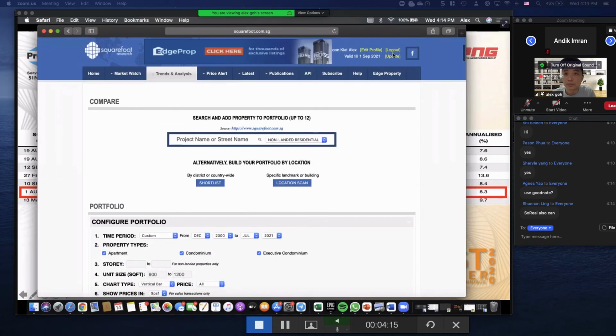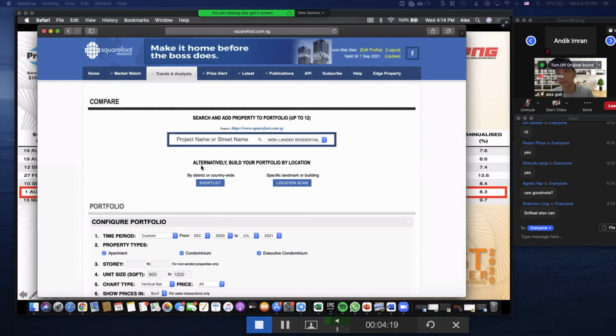Okay, any more questions? So Realis can also work, I think y'all can try it out. But I'm very used to SquareFoot, so I always use SquareFoot. Anyone else? Any questions? If you don't have, we'll start the lesson. Okay.